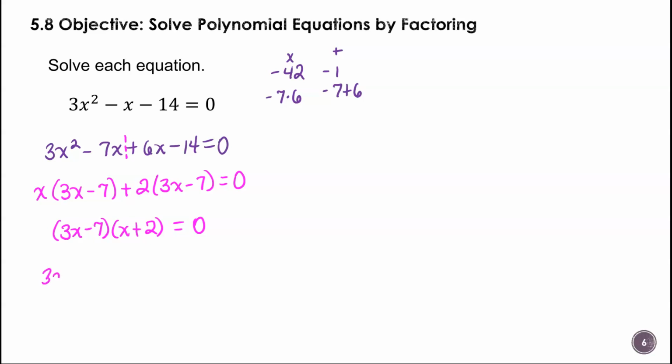I set each of these equal to 0 then, and then solve for x. So I'm going to add 7 and divide by 3. One of my solutions will be 7/3. And then on the second one I would subtract 2, and that solution is negative 2. You can always double check: if I put 7/3 back into 3x minus 7, that will equal 0. If I put negative 2 into x plus 2, that's going to equal 0. So those are my solutions.